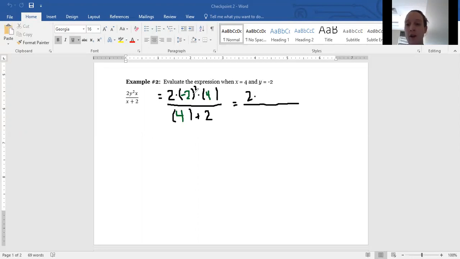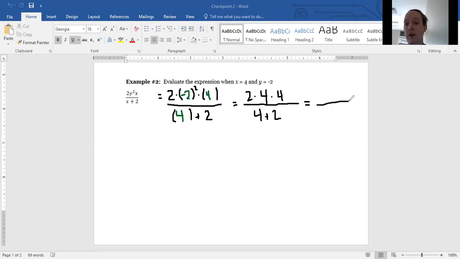We have a squared, so it's negative 2 squared. Well, negative 2 times negative 2 is a positive 4. And then I have to multiply by another 4. Now I come down here, there's really nothing I need to do with that 4. It just becomes 4 plus 2. All right, again, you have to think about this fraction in pieces. You have to simplify the numerator and then simplify the denominator. Then we'll talk about the fraction.